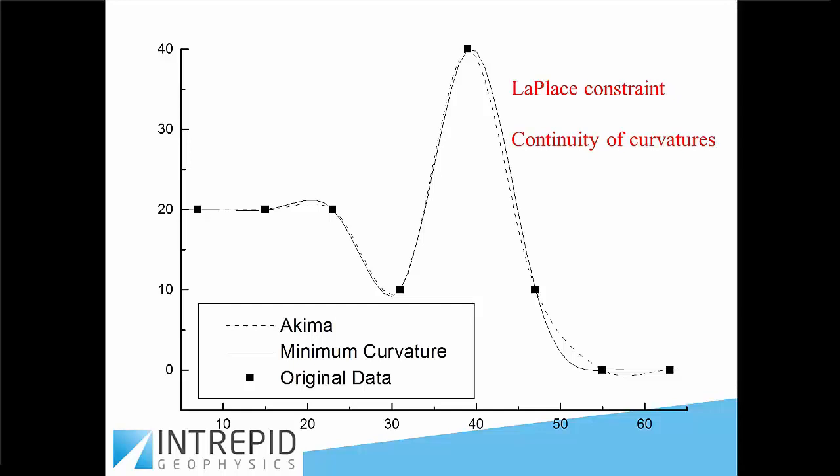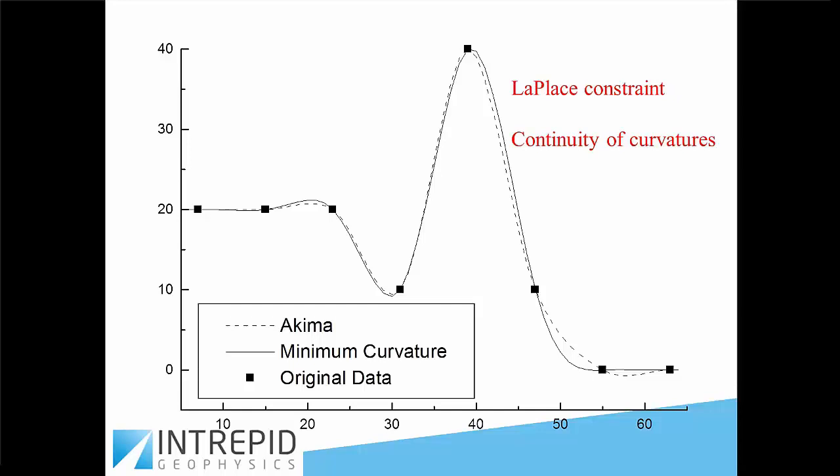Minimum curvature works in 2 dimensions. Akima is working in 1 dimension, but in this case we're only talking about a mocked up profile of data, in which case it's an illustration of the difference between the 2 technologies. Very similar but not the same.